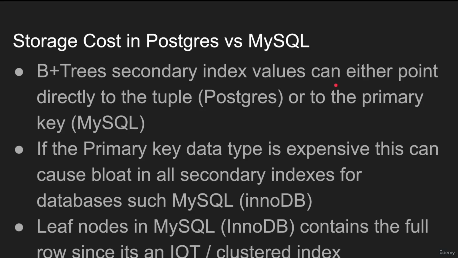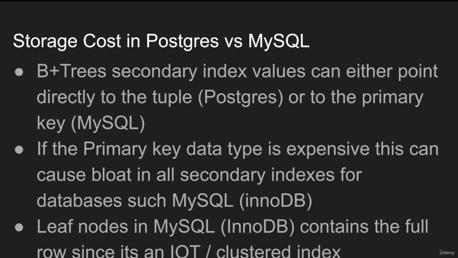Okay, let's talk about this, the final thing, I think: the storage cost between Postgres and MySQL. So B+tree secondary index values, and I talked about the secondary index versus primary index difference. It's very important to know this difference. A secondary index can either point directly to the tuple, which is the example of Postgres, or to the primary key. And this is one of the reasons that Uber moved from Postgres to MySQL.